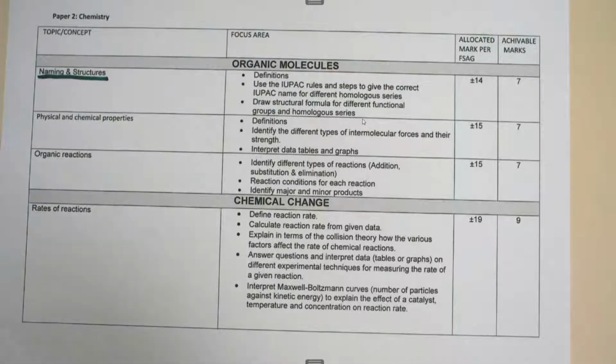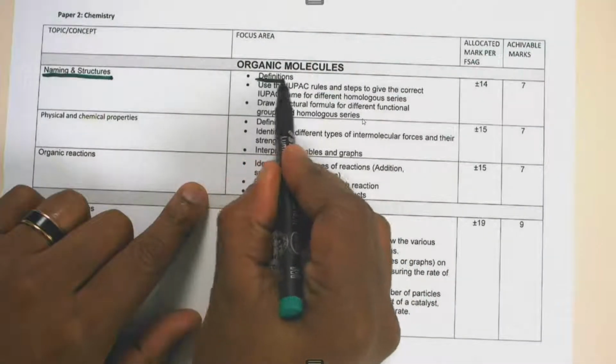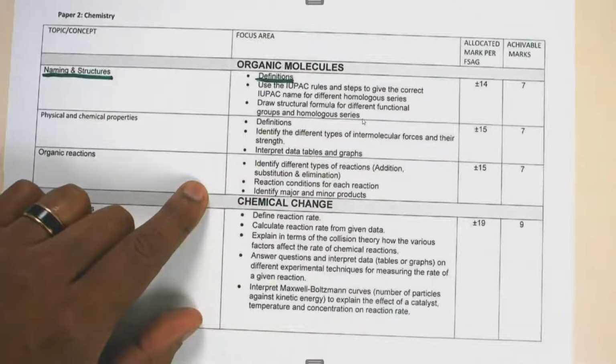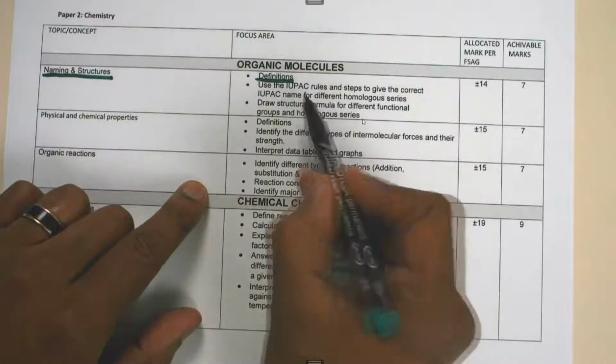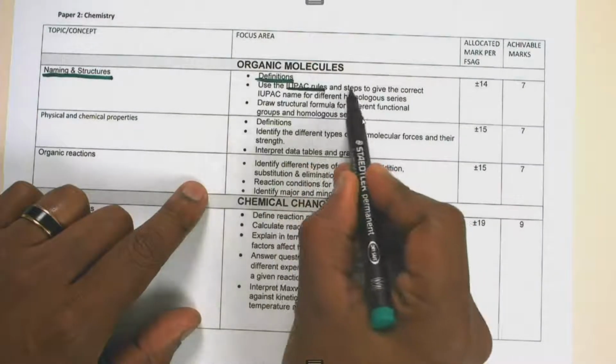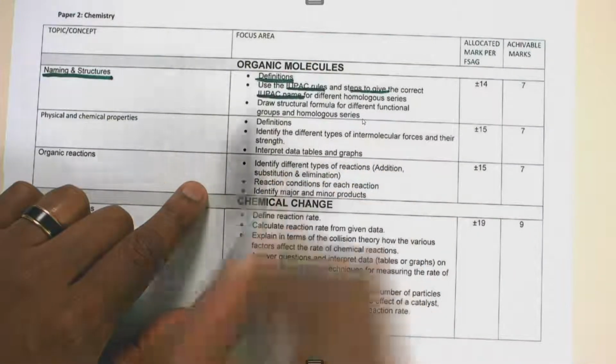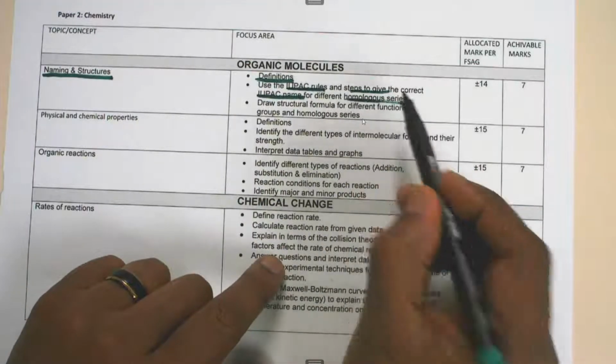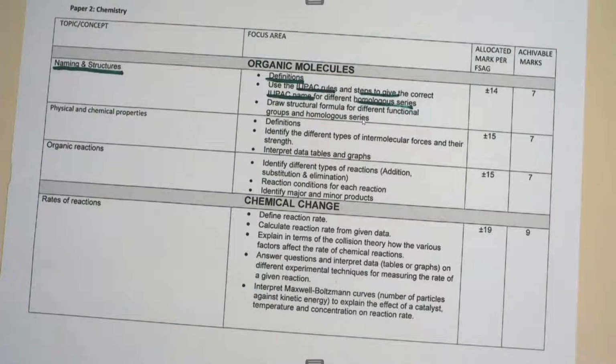So it says to me I must be able to give all the definitions related to naming and structures. At the very same time, use now the IUPAC rule and steps to give the correct IUPAC name for different homologous series. So automatically it says whatever I do, I must be able now to give the correct functional group, give the correct IUPAC name, identify the homologous series thereof. Then the bullet that follows says draw structural formula for different functional groups and homologous series.